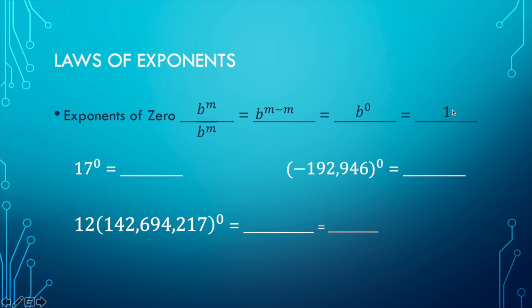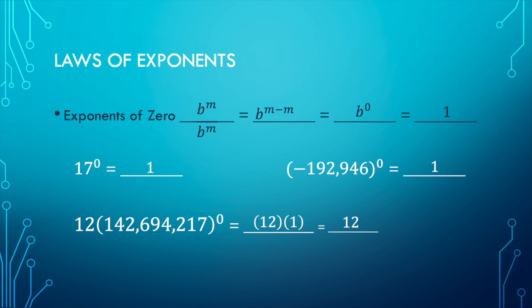Okay, it doesn't matter what the base is. So in this case, we have 17 to the 0 power, which is 1. In this case, I have negative 192,946, all raised to the 0 power, which is 1. In this case, a little tricky, be careful. I have 12 times 142,694,217 raised to the 0 power. Well, what's raised to the 0 power here? Just this part, right? So this part is 1, and then I'm multiplying that by 12, so I end up with an output of 12.